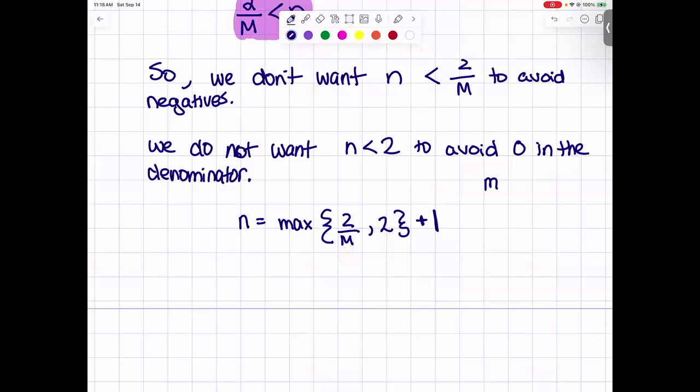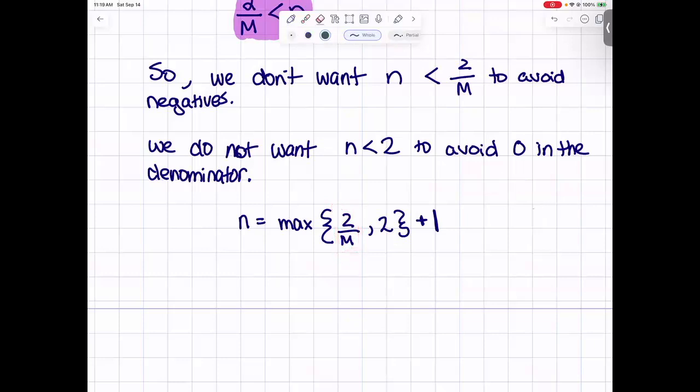If m is greater than or equal to 1, this term over here becomes 2 or smaller. So in those situations, we end up using this value here. But in the situation where m is going to be between 0 and 1, this value is going to be small. 2 over anything less than 1 will be bigger than 2. So then this is the term that we end up using in those situations.